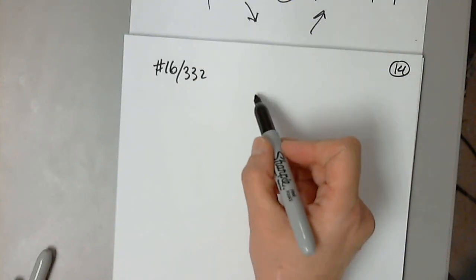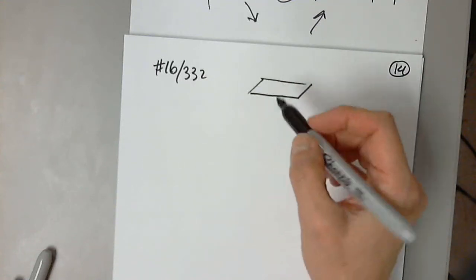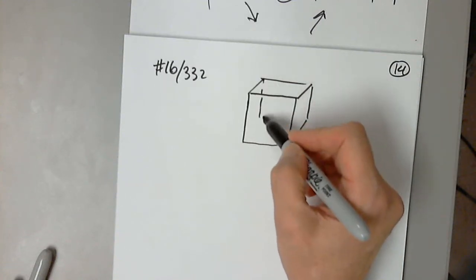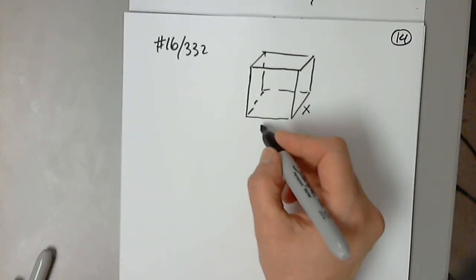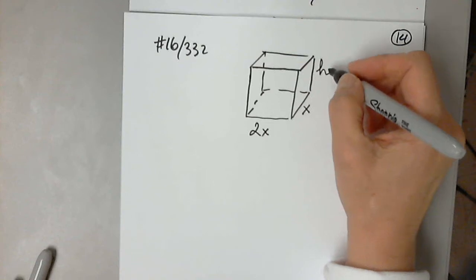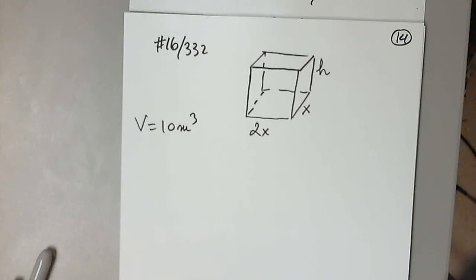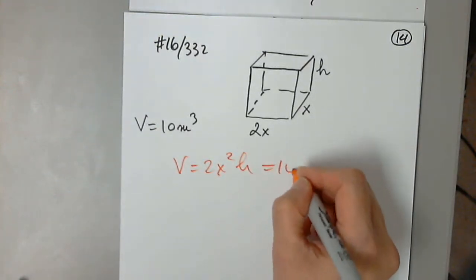So here it is. The length is twice the width. So if this is x, which is the width, how much is this? Perfect. And this is the height. And the volume, they say it's 10 cubic meters. Can anyone give us the formula for the volume? So it is 2x times x, which is 2x squared times h. Very good. And this must be 10.